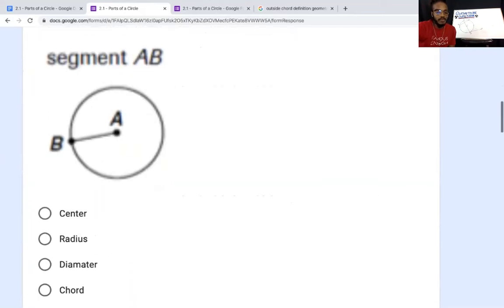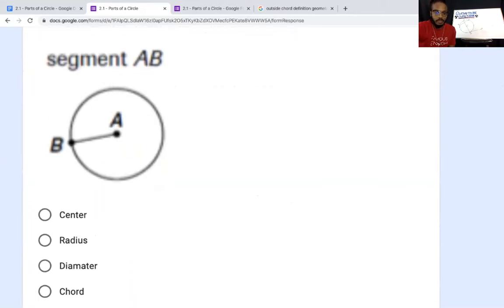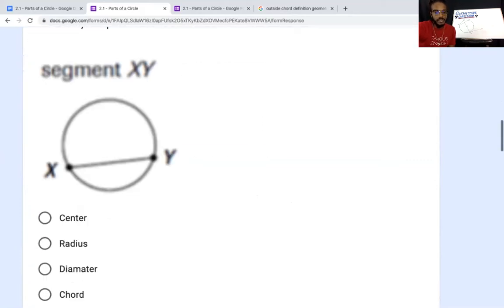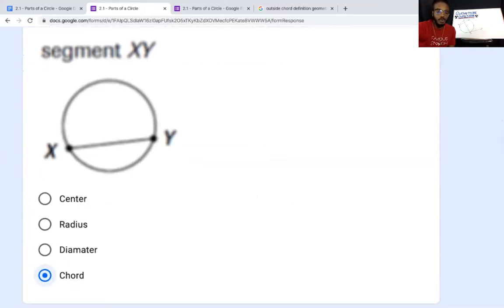Speaking of radius, when we see this line segment A, which starts in the middle, to B, which goes to the outside circumference, we're looking at the radius. X and Y, again, is a chord because it connects 2 points on the outside of this circle. It would be a diameter, but because it doesn't go through the middle here, it's just a chord.